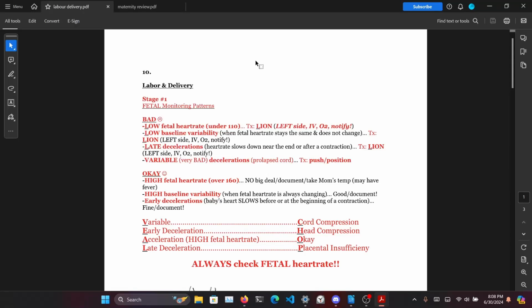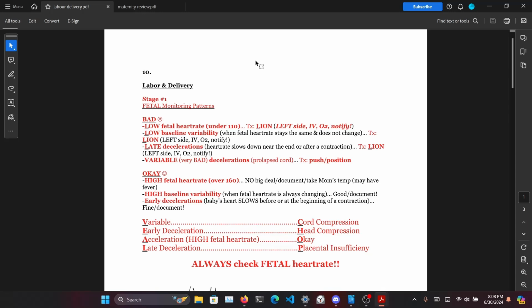Okay, so the next thing, which is very important for the NCLEX, is fetal monitoring, because this happens during the first stage of labor. You have to monitor the fetal heart rate. It happens in two ways: you will put either external or internal fetal monitoring.